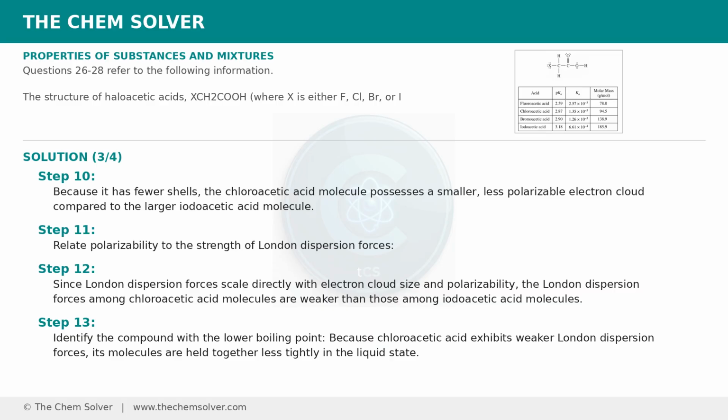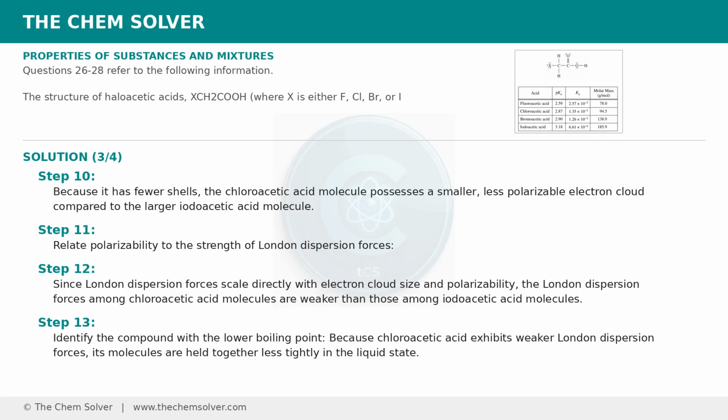iodoacetic acid molecule. Relate polarizability to the strength of London dispersion forces. Since London dispersion forces scale directly with electron cloud size and polarizability, the London dispersion forces among chloroacetic acid molecules are weaker than those among iodoacetic acid molecules.